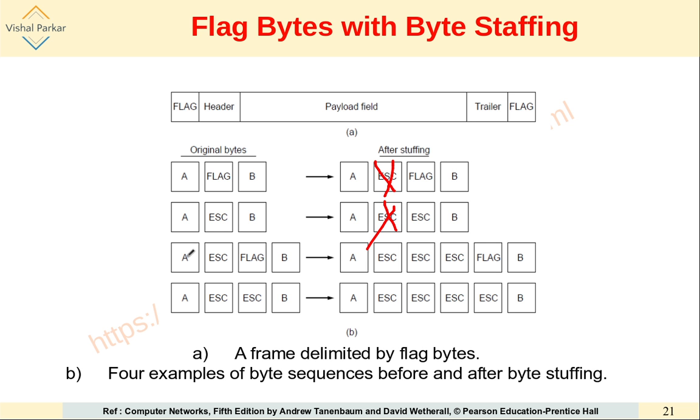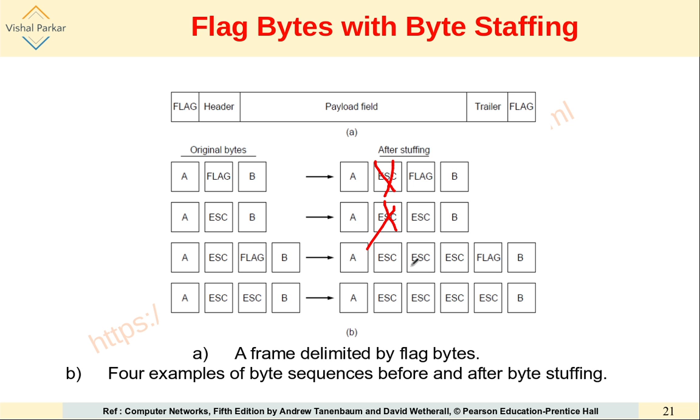Now in the next case, when the two sequences escape flag are found in that way, what will happen? Each of those parts, as just told, will be escaped. Otherwise, if that was not escaped, the receiver would simply discard this and take A flag B, which is not the frame. Rather, this has to be taken as data and this also has to be taken as data.